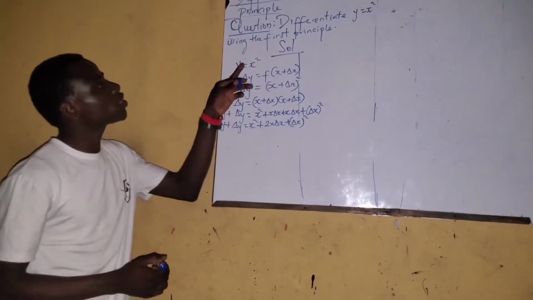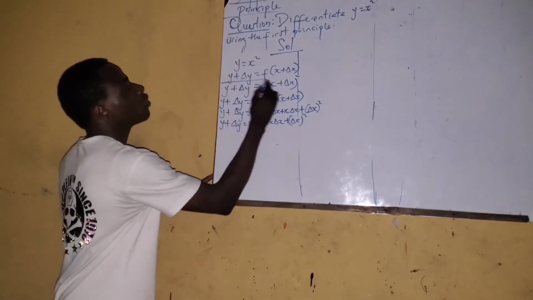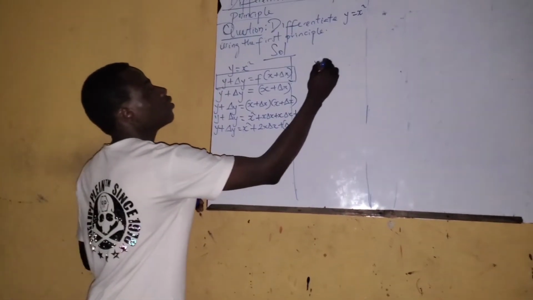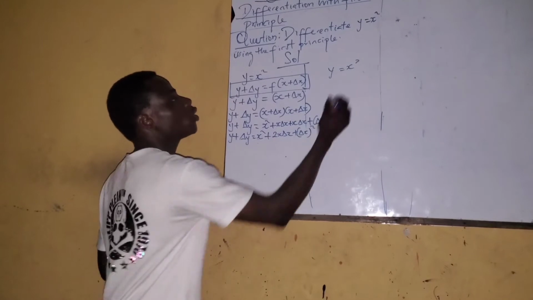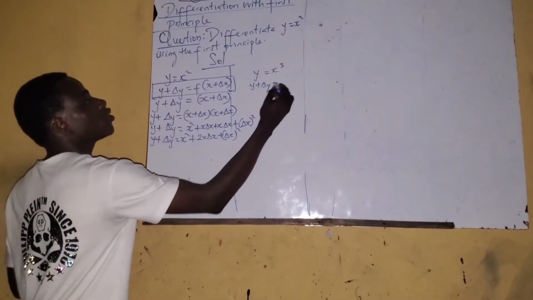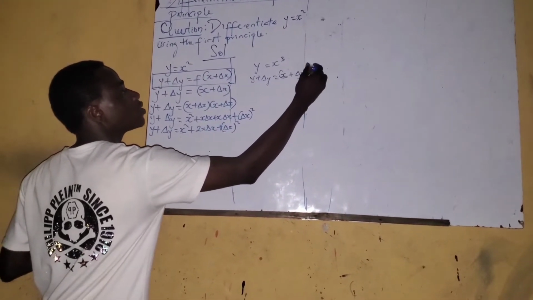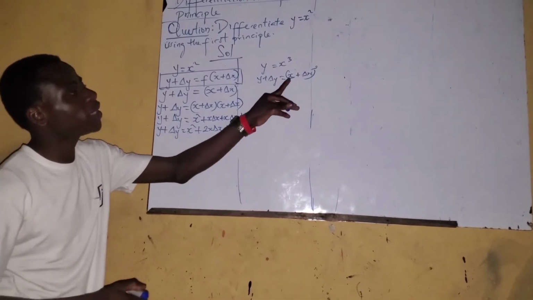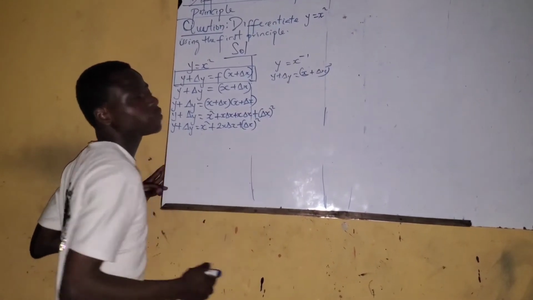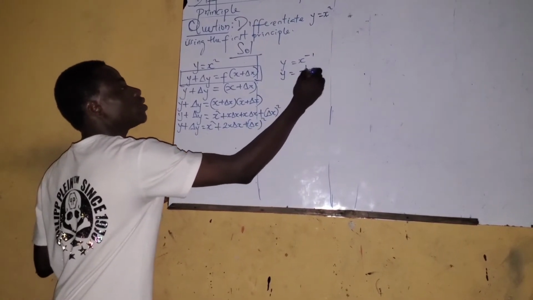Now from the question they said y equals x squared. Using the first principle, we use this law or the formula for the first principle. Let's say we are being given y equals x cubed. So I will be saying y plus delta y equals the function of x plus delta x all to the power 3. So I will expand x plus delta x in 3 different places. So if I'm being given x power minus 1, this implies that y equals 1 over x under the law of indices.